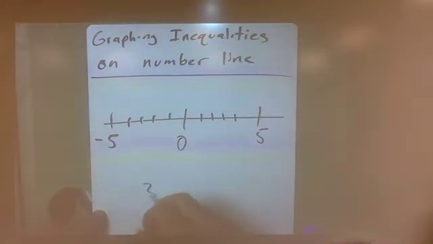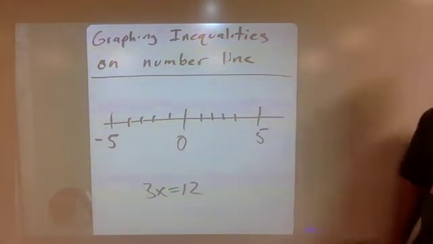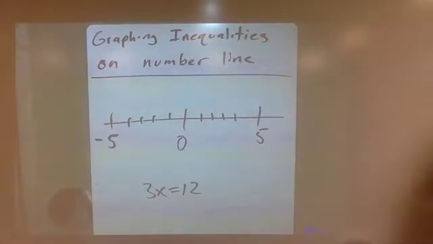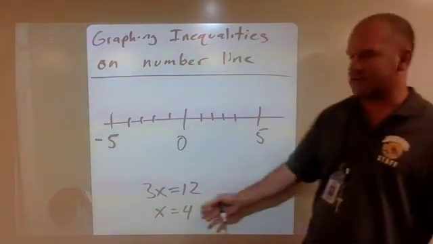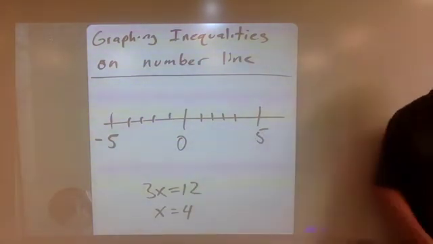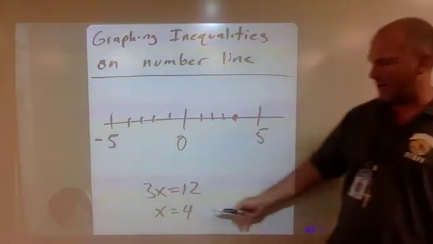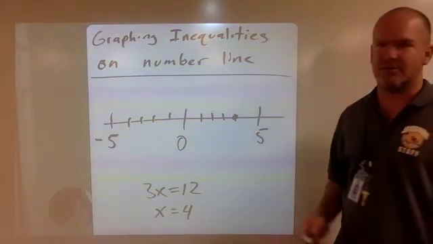Say we had 3x equals 12, and we want to figure out what x is and then put that answer on the number line. We would solve this by dividing by 3 on both sides, and we would say x equals 4. 3 times 4 is 12, so that's right. X equals 4, and if we want to represent x equals 4 on the number line, we would put a dot at 4, which goes right there.